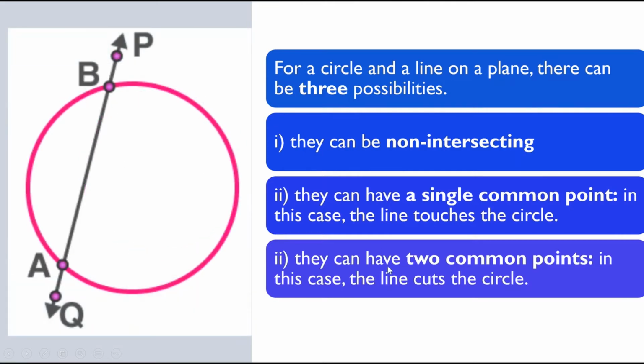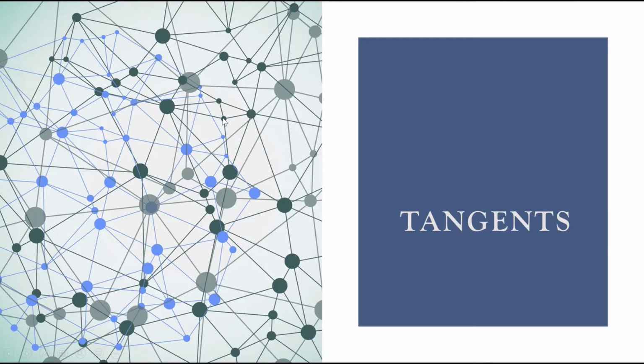Now this is the third possibility, where the line segment cuts the circle into two parts. Two equal or unequal, doesn't matter, but two parts. They intersect the circle at two different points. Here we call it a secant. The line PQ, we call it a secant.